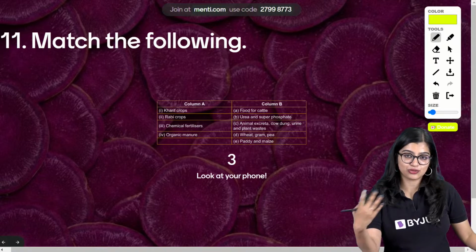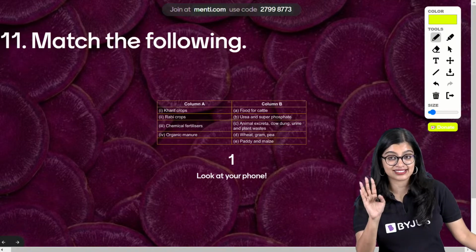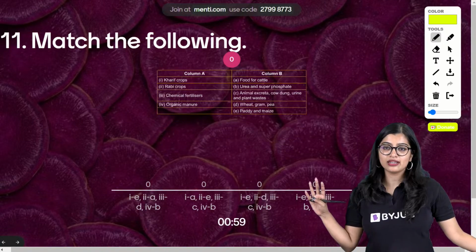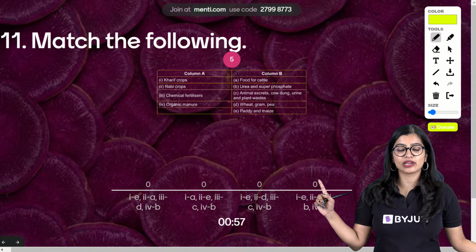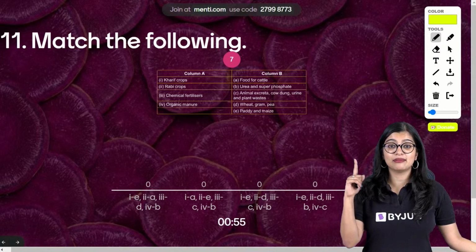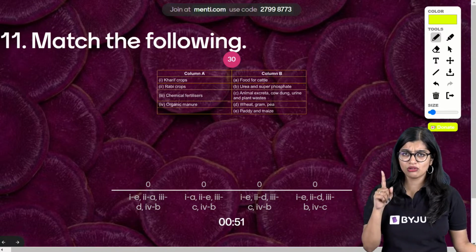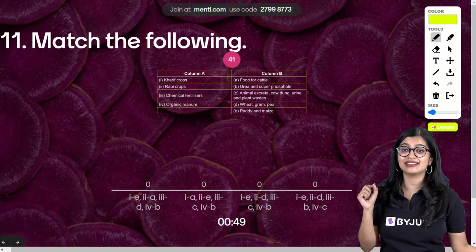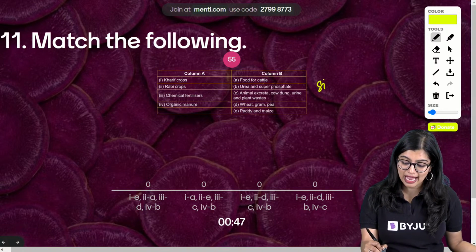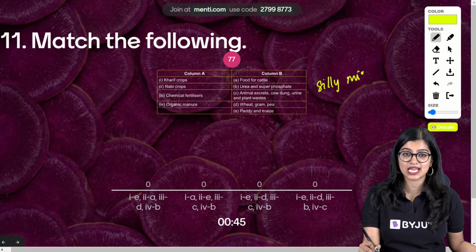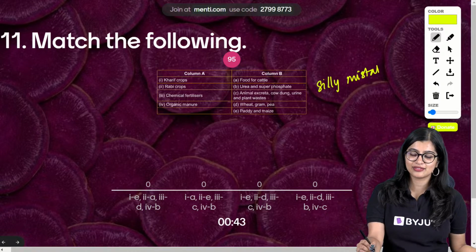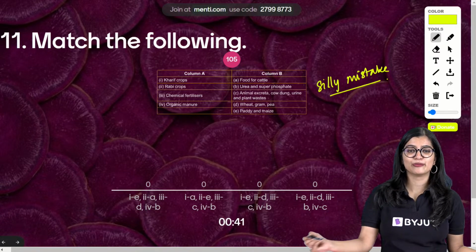So this is a match the following, right? So match the following, 60 seconds you have. I'm not going to read. You know how to do match the following, right? Students, if you're going to do mental match the following, I will not suggest that. Write it down because this is where you will make maximum amount of silly mistakes. Yes? Arey, Aranvi. Why? What happened?